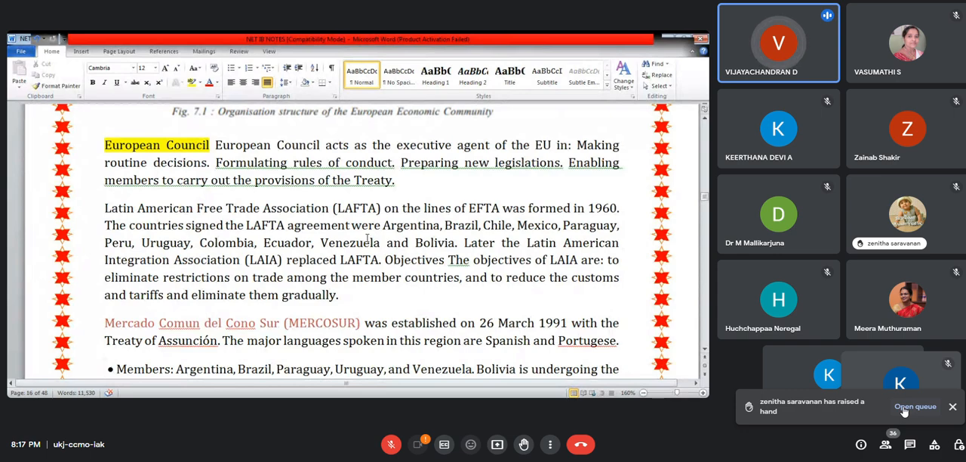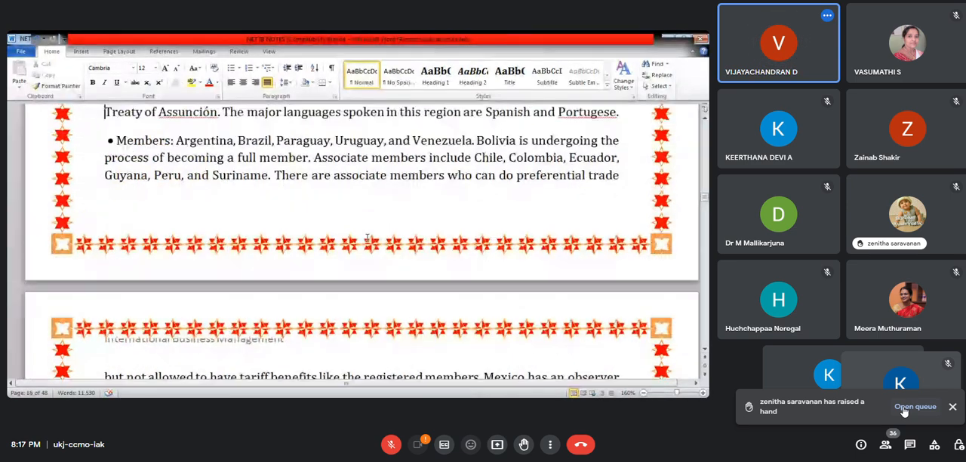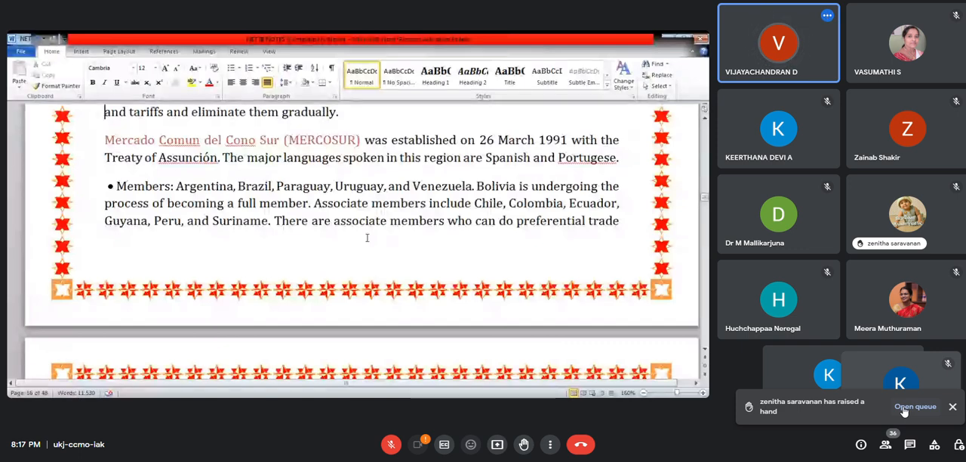In order to eliminate trade restrictions, the same. If the member countries are trading globally, there is no restriction in the form of customs tariff. And another one coming under international trade, Mercosur. The countries speaking Spanish and Portuguese are coming together in cooperation.